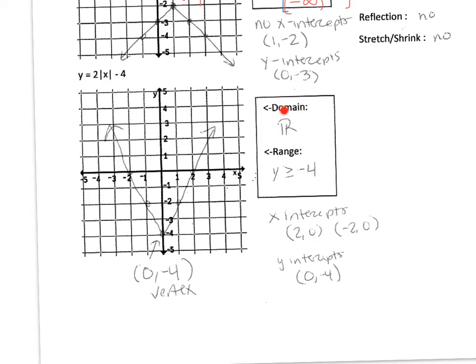The domain is all real numbers, and the range is y is greater than or equal to -4. It's starting at -4 and going all the way up. And again, you can write it in interval notation as -4 to infinity. You could also write it in set notation, like this.